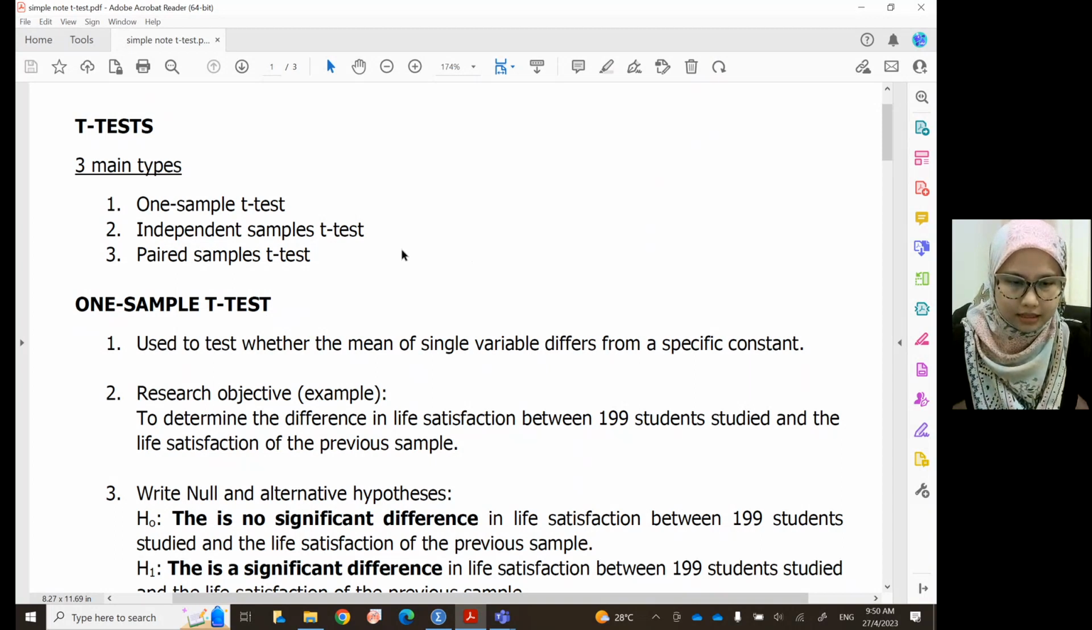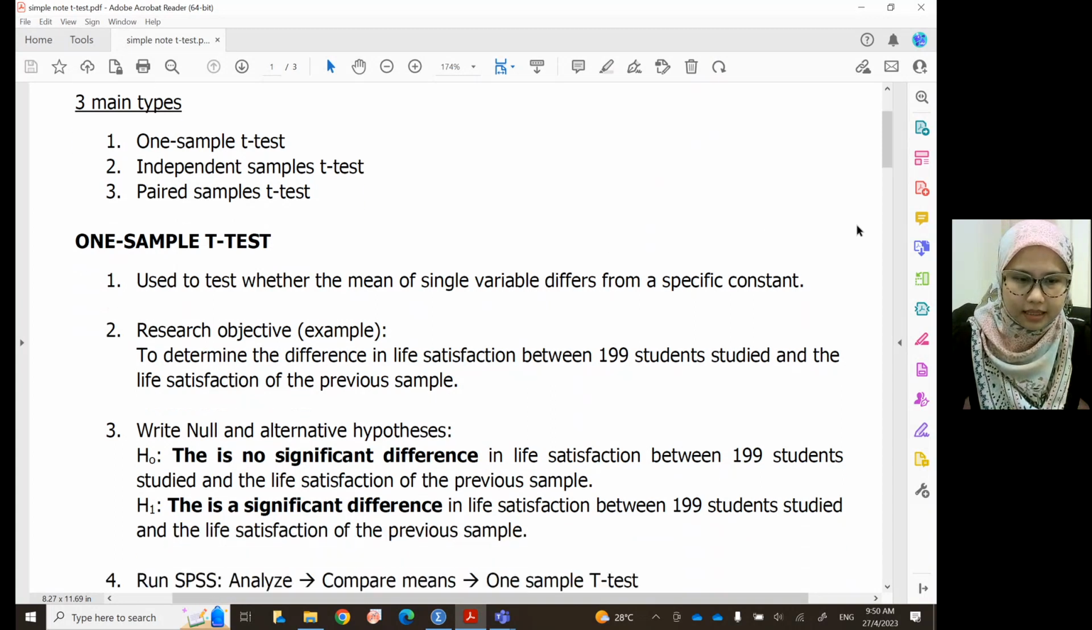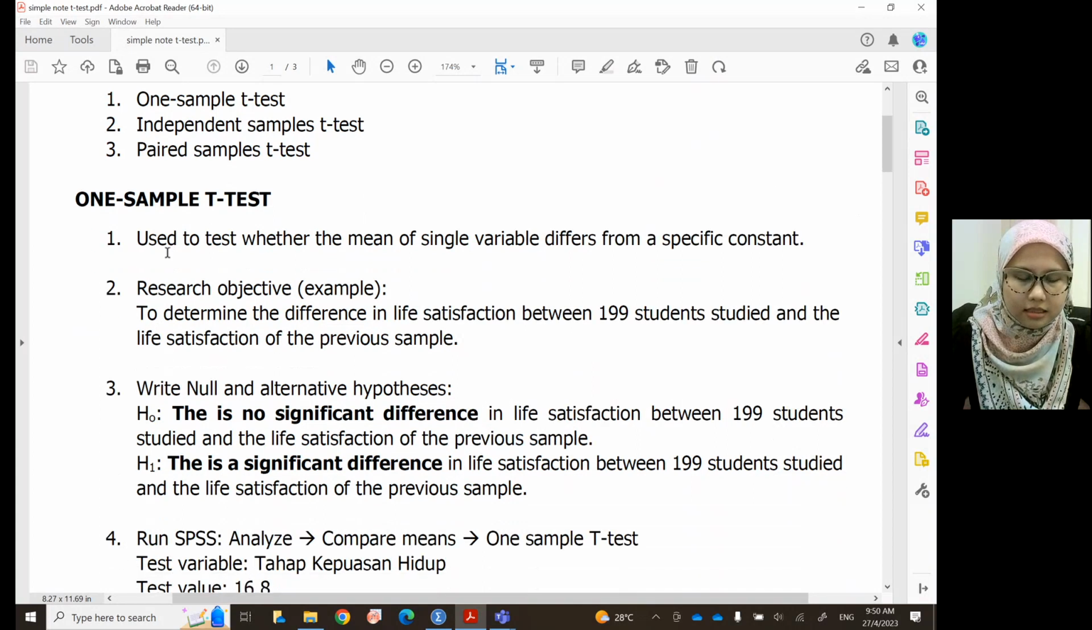There are three main types of t-tests. We shall take a look at one sample t-test, independent samples t-test, and paired samples t-test. So, one sample t-test. What is it used for? It is used to test whether the mean of a single variable, whatever variable that you have, for example, for our case, is kepuasan hidup just now. So we want to look at the mean of the kepuasan hidup.